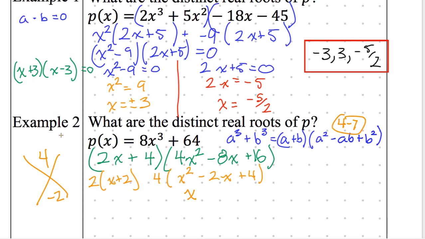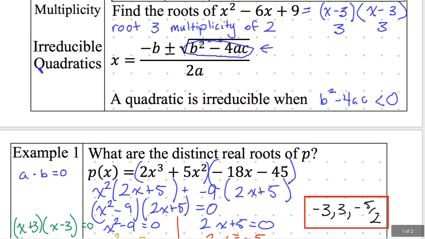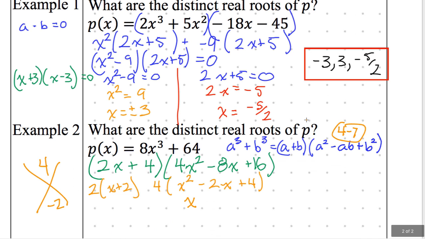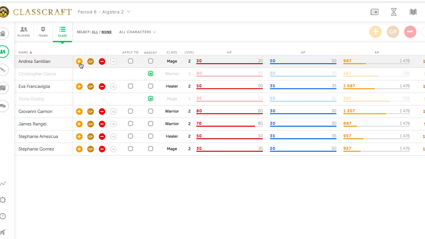And here's the key. I don't think it does factor, because we can check if it's irreducible by checking b squared minus 4ac. Let's check this. So what's b squared? b is negative 2, so b squared is 4.